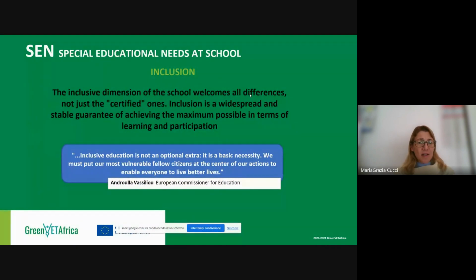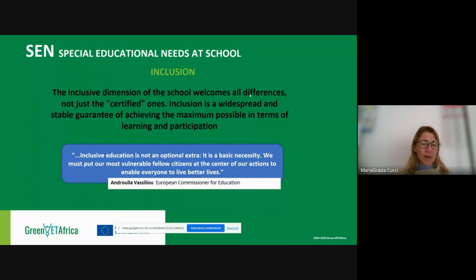So for this reason, we can say that inclusion gives the school the opportunity to welcome all differences, and not only the certified ones, not only disabilities, but all differences. It's something very wide. It is a situation in which we can include the maximum opportunities of learning and participation.